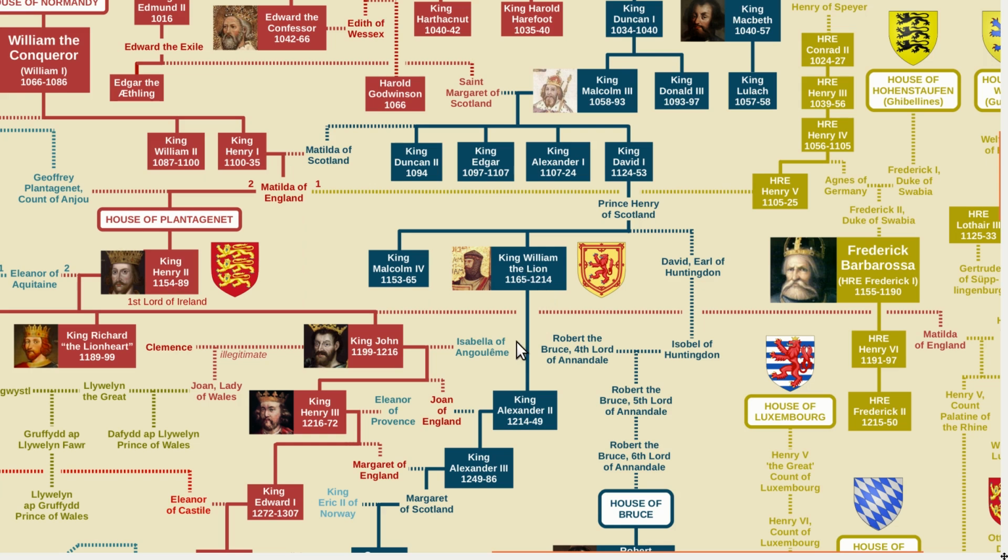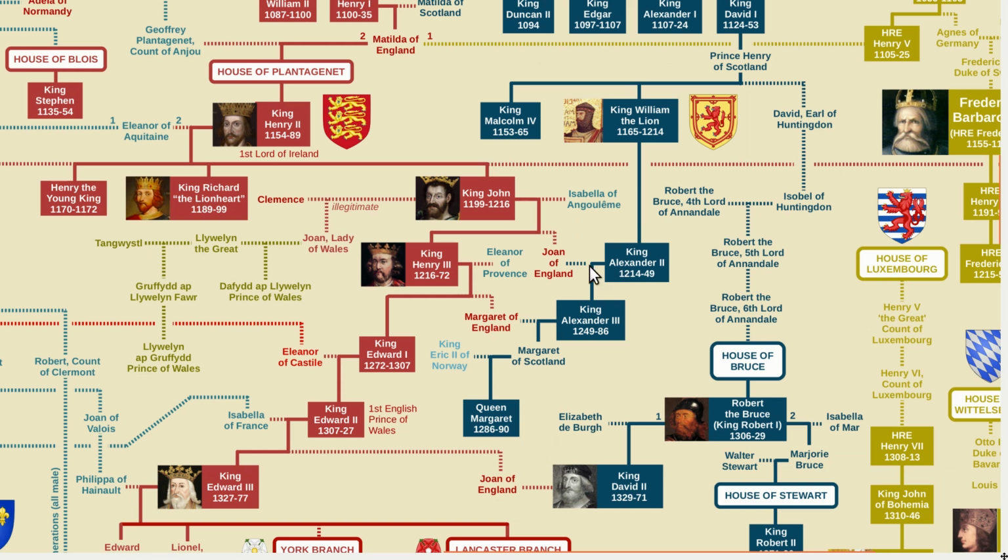William was followed by his son Alexander II, who married Joan of England, daughter of King John of England. Now there's another small mistake here because although he was married to Joan of England, King Alexander III was actually the son of Alexander II and his second wife. Alexander III also married an English princess, and they had a son also named Alexander that would have become Alexander IV, but he died at age 19.